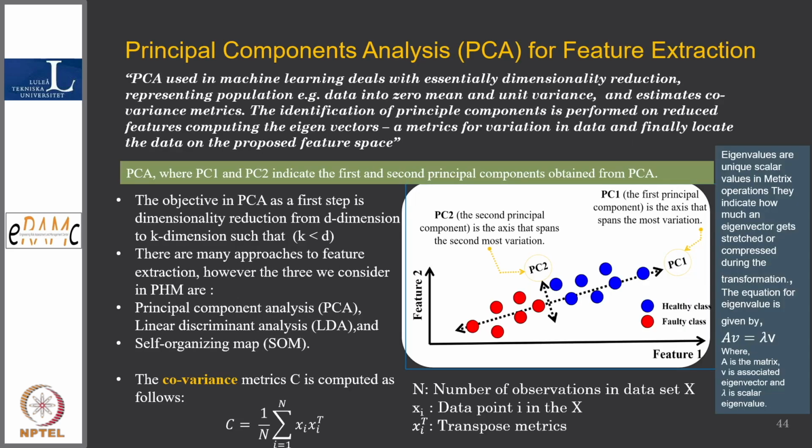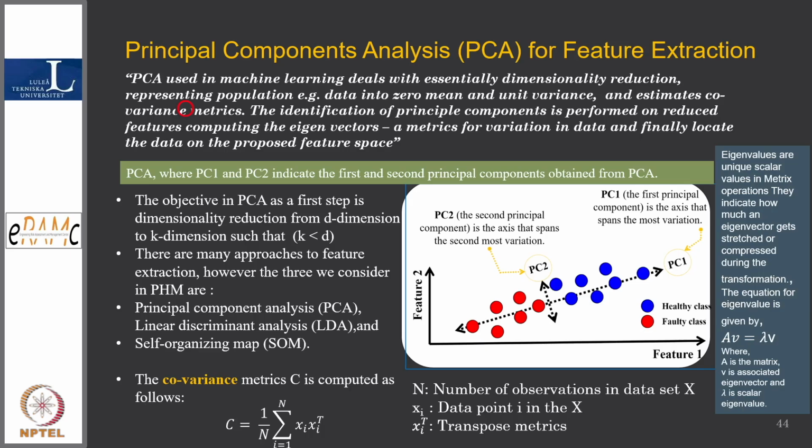There is one very beautiful method, principal component analysis. Again, we are using two features: feature number 1, feature number 2, data points. So we have PC2 and PC1. So let us understand what PCA is. Principal component analysis in machine learning deals essentially with dimensionality reduction. How can you reduce the dimension in a population? You will do it by categorizing them.